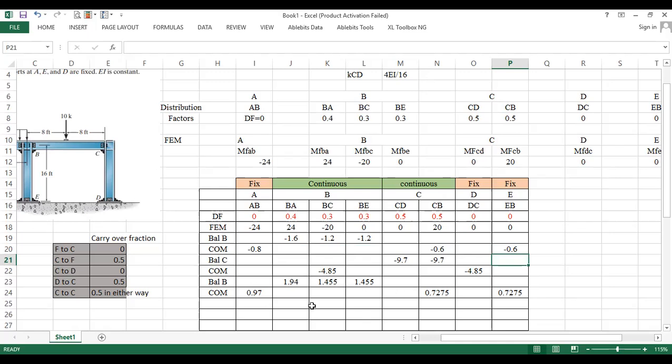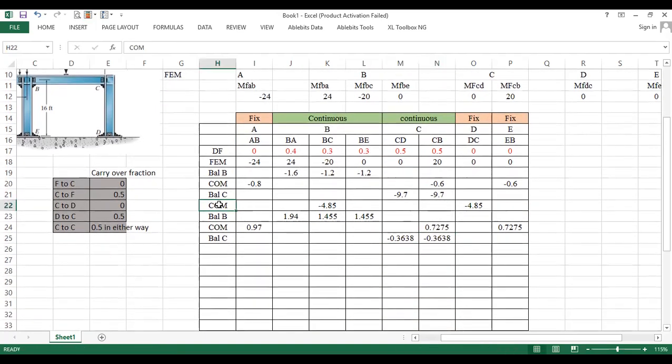So now it's okay. You can start balancing C again. Now C is not balanced, so you can add the negative value of the additional bending moment, lock it, multiply by distribution factor. Then you can carry over.